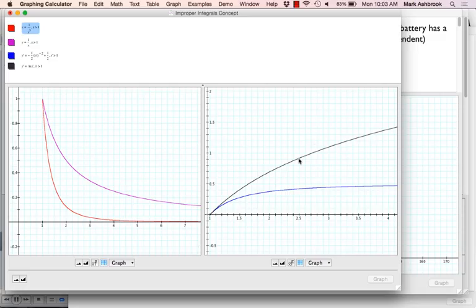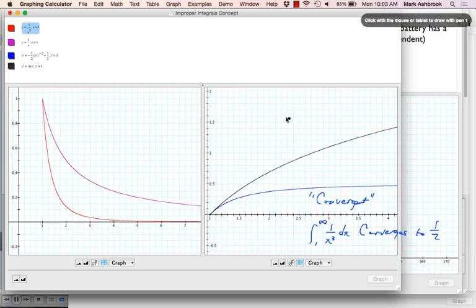Okay, so this situation is what we call convergent, or the improper integral converges to 1/2, or the net change over the long run is essentially 1/2. And then this one up here we call divergent.